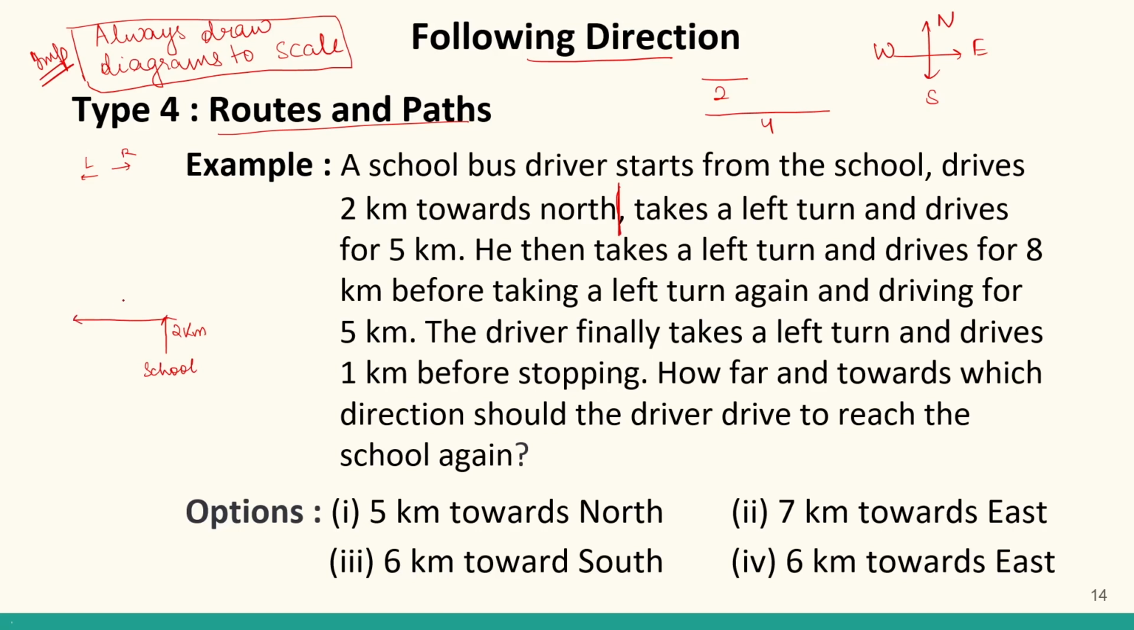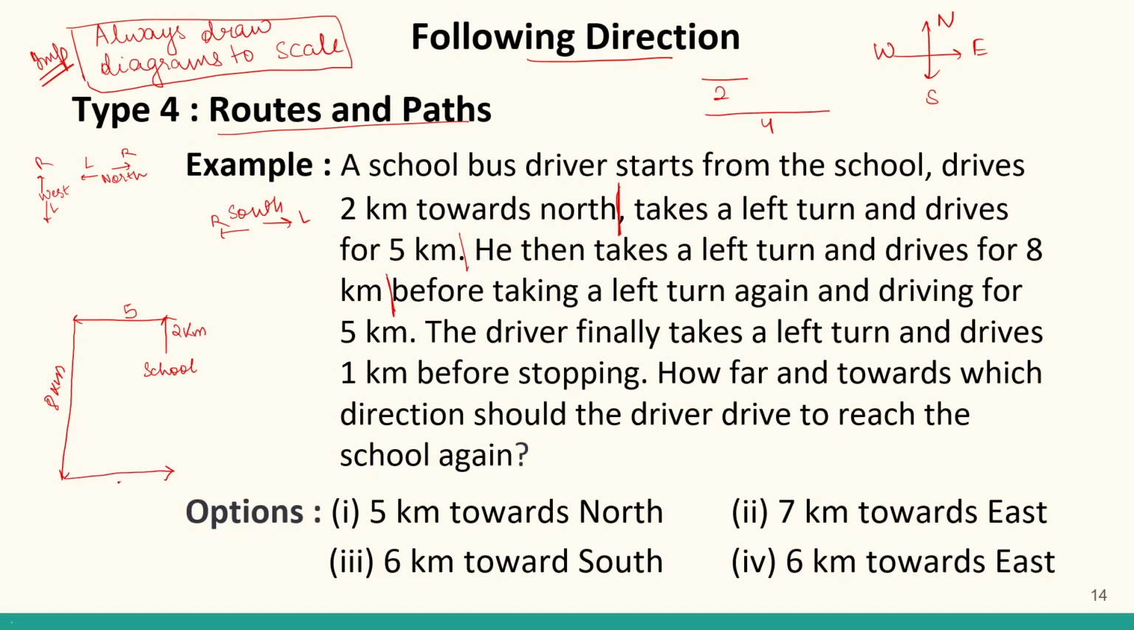So here. He then takes a left turn and drives for 8 kilometers. So again a left turn, that means we'll go this side from here. If we are facing west, then our right will be this and our left will be this. If we are facing west, this was for north. Okay. So he then takes a left and drives 8 kilometers. So he is driving 8 kilometers, let us say, before taking a right turn again. So he took a right turn again. So if I am facing south, my right will be this side and my left will be this side. He took a left turn again and drove for 5 kilometers.